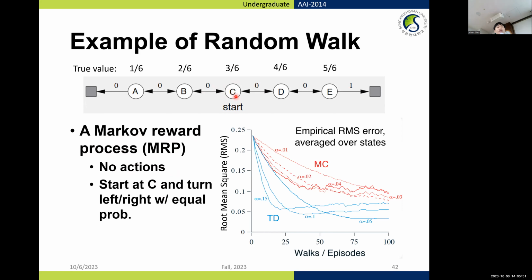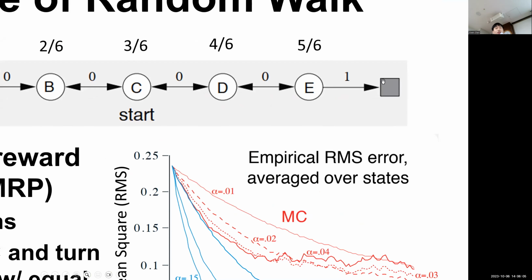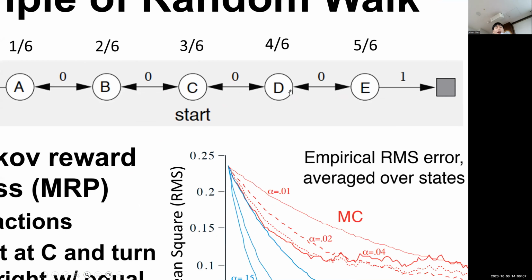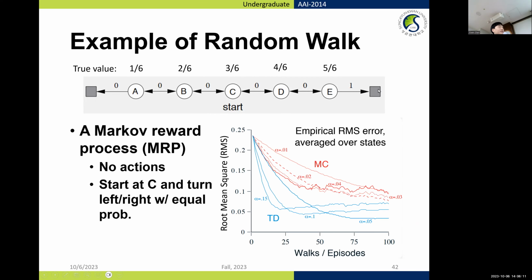Every time we start this process from C, then if you look at the reward, only this part has a positive 1 reward, reaching this terminal state. Other rewards are 0. It implies that this terminal state is the desired goal we want to reach. Other states we don't want to go to.